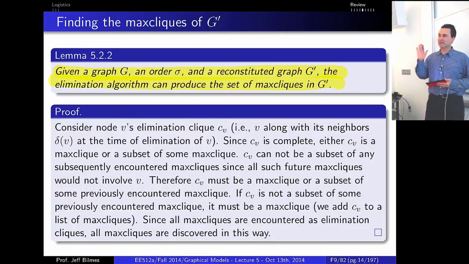And that basically means that the first clique you encounter, the first node you eliminate, no matter what node you eliminate, is going to be a maximal clique.